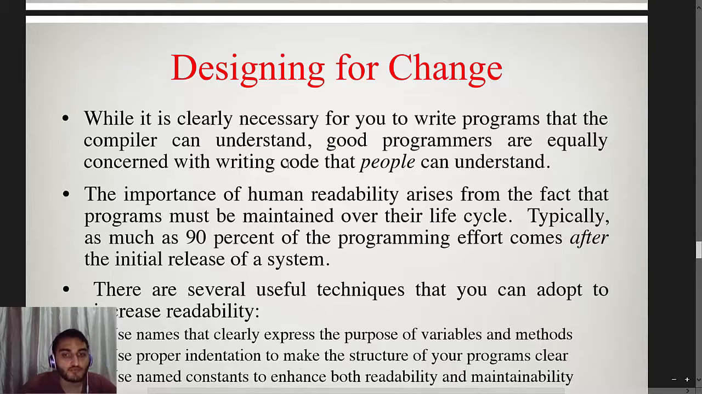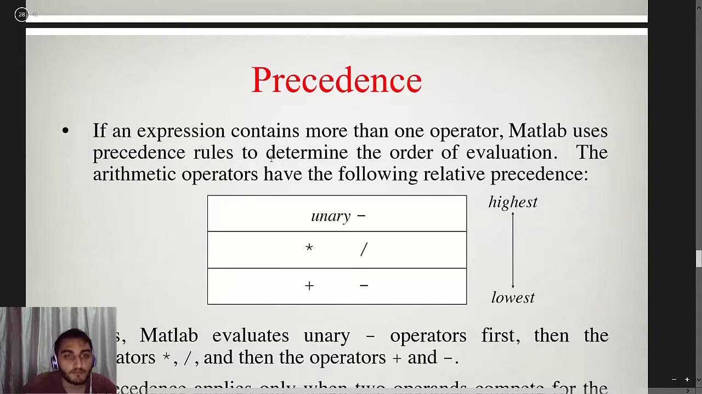There are several useful techniques that you can adopt to increase readability. Use names that clearly express the purpose of variables and methods. Use proper indentation to make the structure of your program clear. Using names consistently enhances both readability and maintainability.